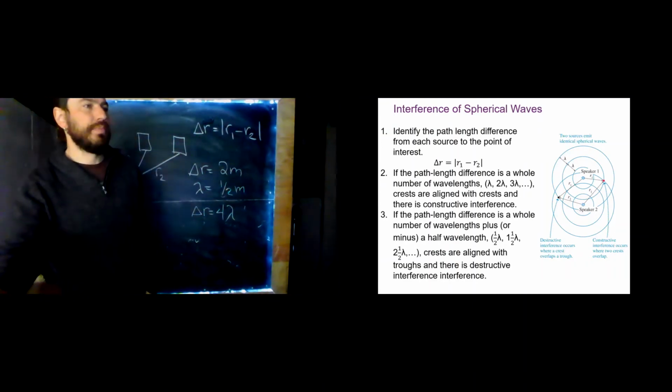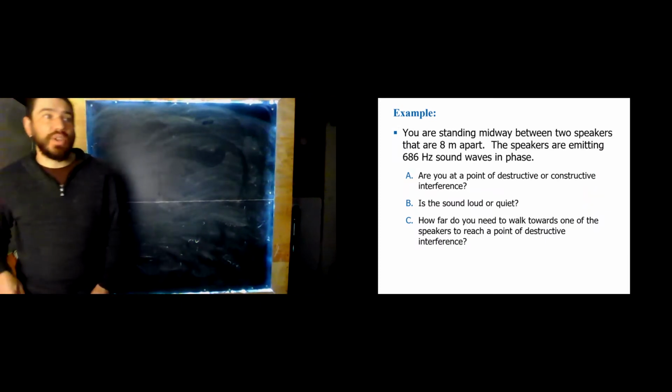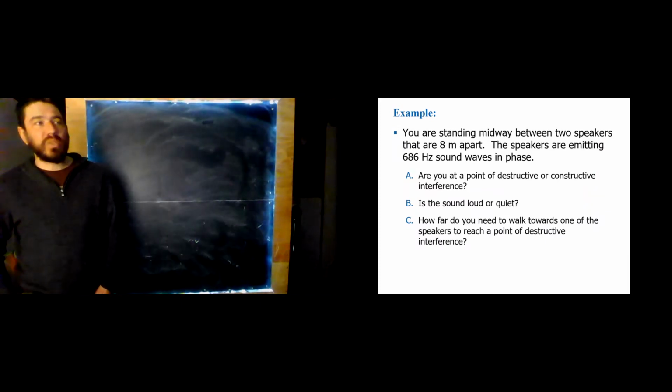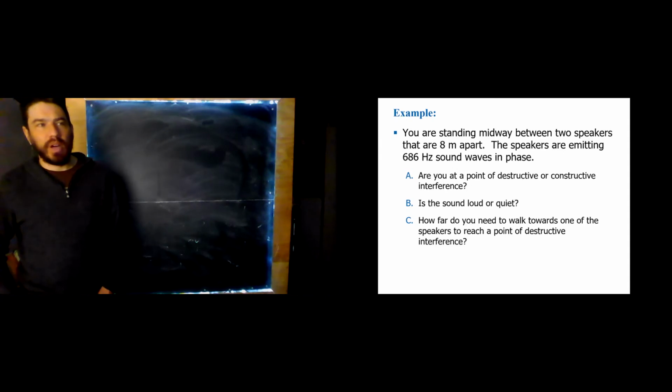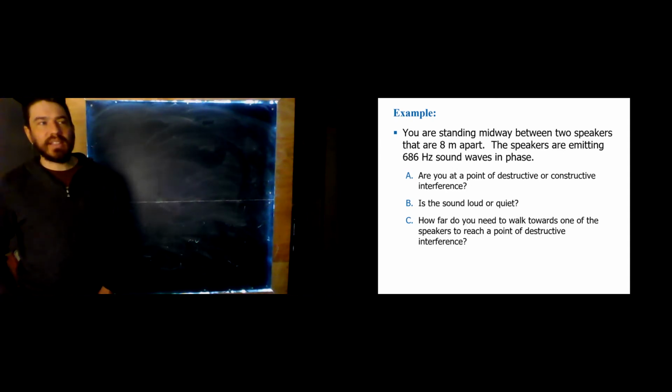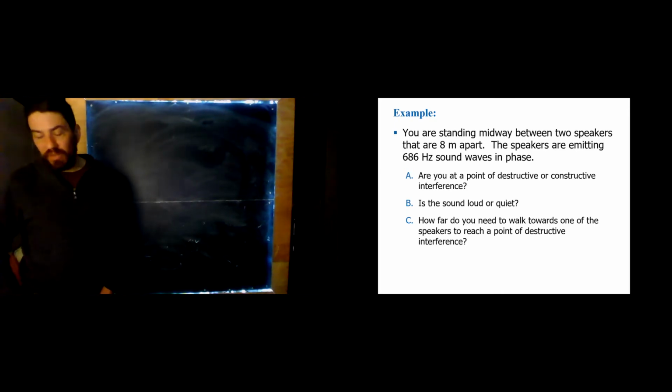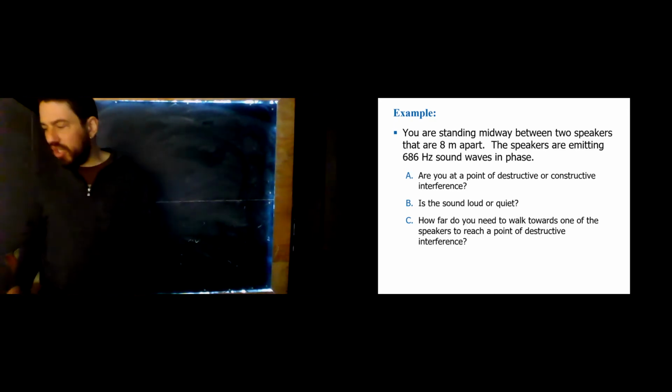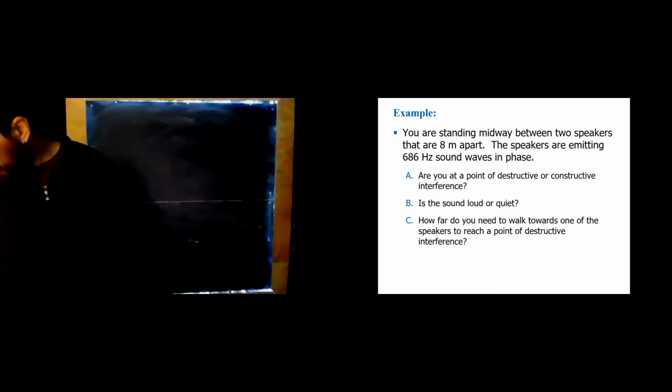Let's do an example. So this example says you are standing midway between 2 speakers that are 8 meters apart. The speakers are emitting 686 hertz sound waves in phase. That just means they're identical sound waves. Part A says, are you at a point of destructive or constructive interference? Let me draw a quick picture and then we'll dive into this one.